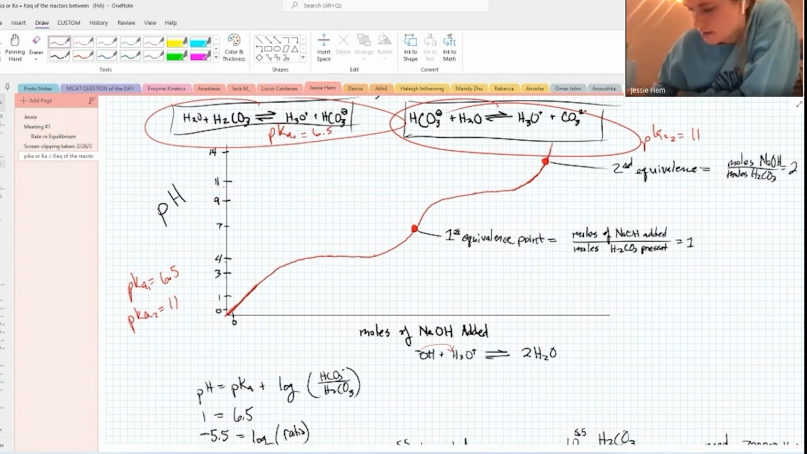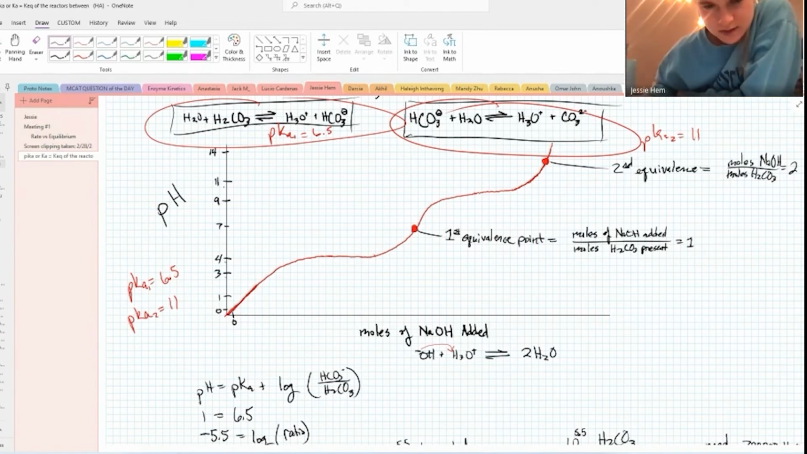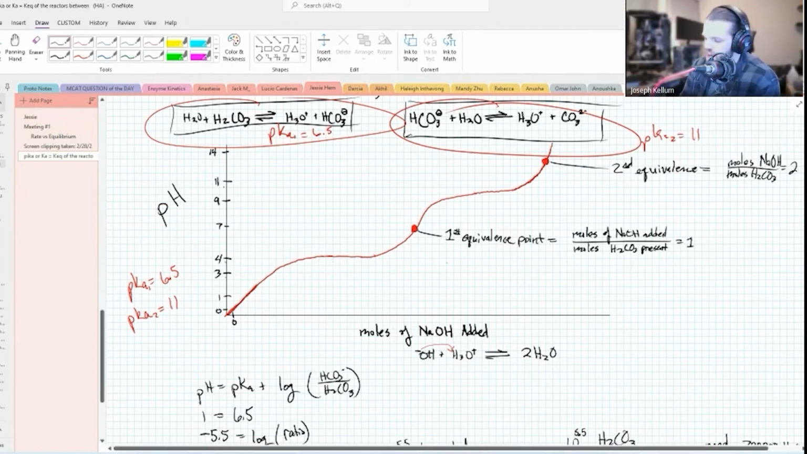But got it. Yeah, so the equivalence points are the steepest points on the titration graph. Okay. And then the other 2 points you want to be aware of are right here and right here, the flattest points. And so what these are is the 1/2 equivalence points.